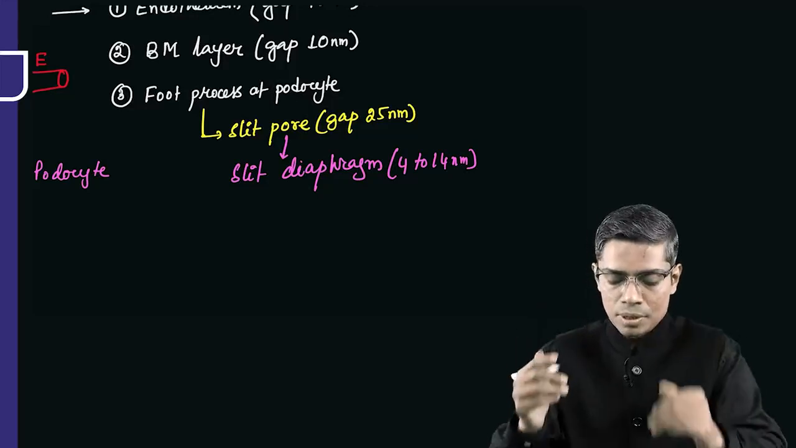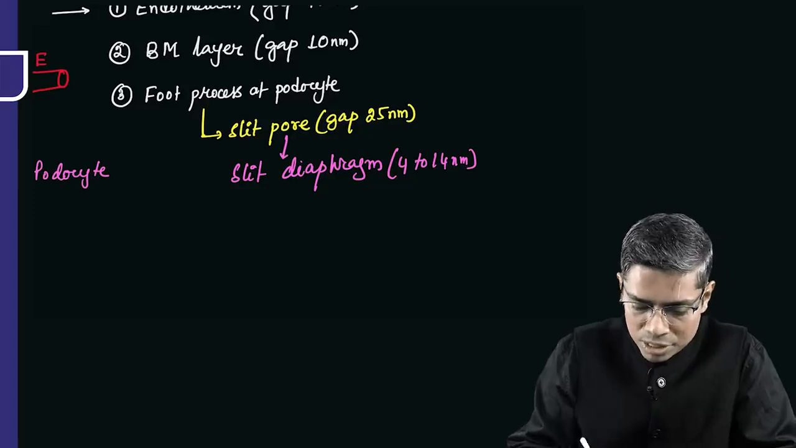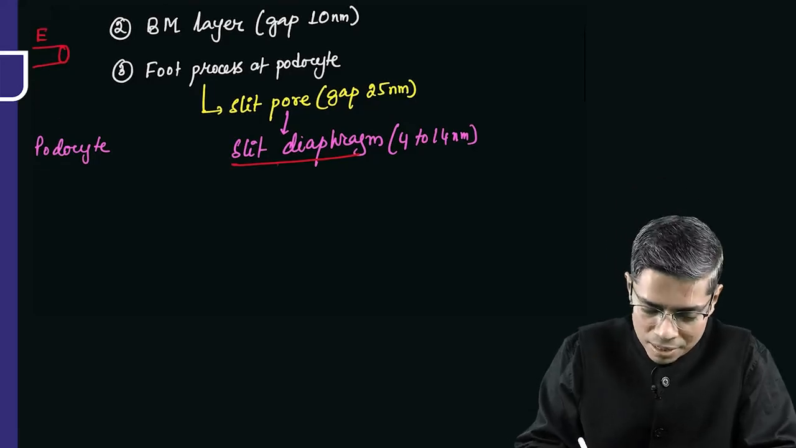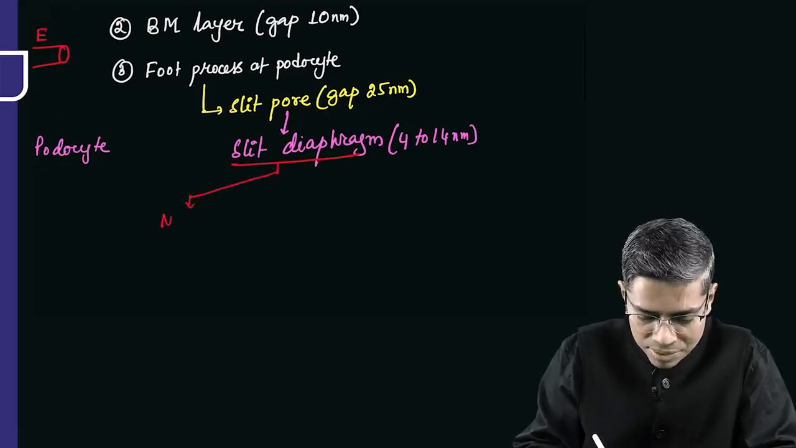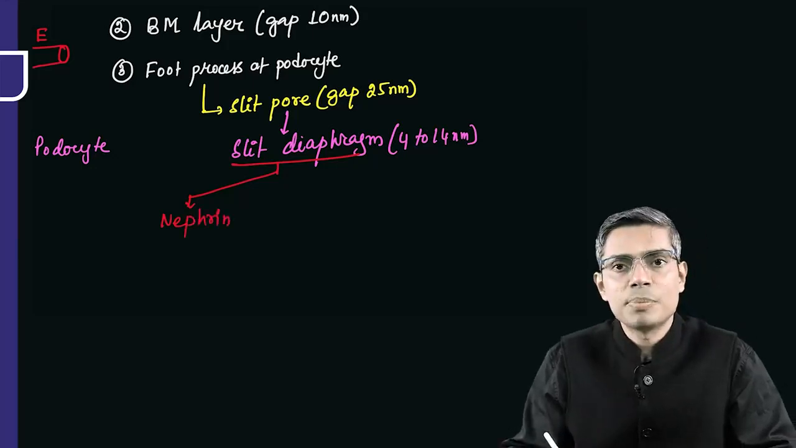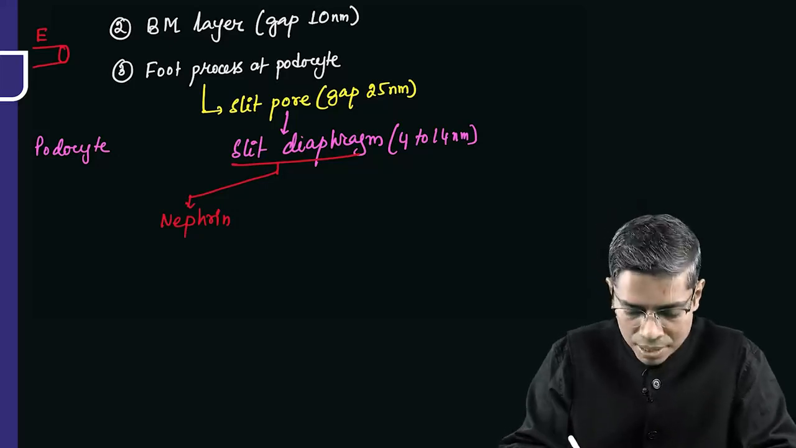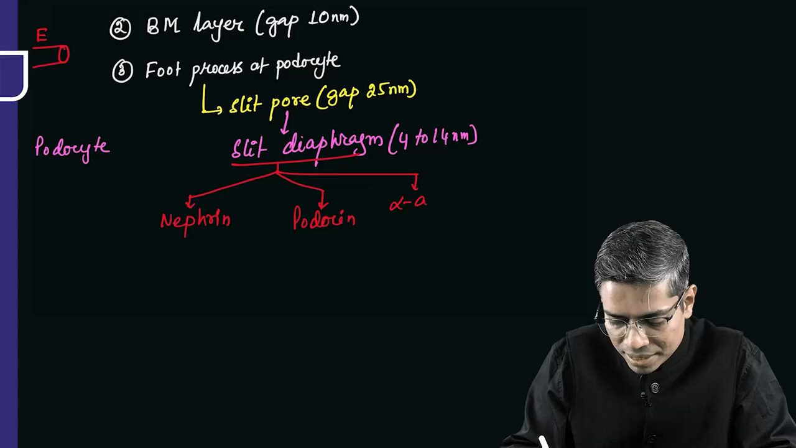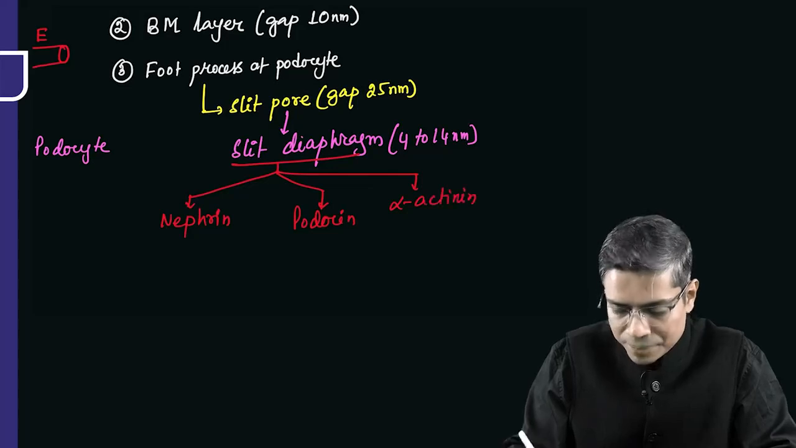proteins. And you have to remember the names of the proteins which are forming this slit diaphragm. Number one, I'm writing here nephrin. Okay, you must have heard this name, nephrin protein, which is forming this slit diaphragm. Podocin protein. Okay, podocin protein, right? Not only that, alpha actinin protein, right?